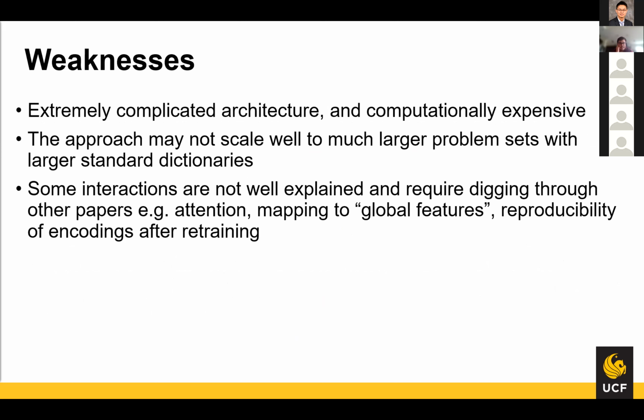Some of the weaknesses that I noticed were that it was an extremely complicated architecture and computationally expensive. The approach may not scale well to much larger problem sets with larger dictionaries or word embeddings. And some interactions within layers in the paper were not well explained and definitely required a lot of digging, such as how they were mapping from their self-attention to the global features.